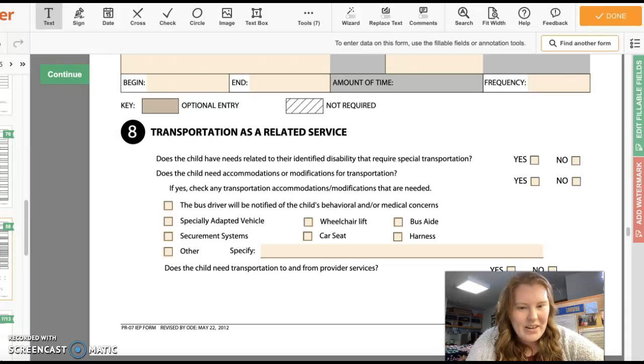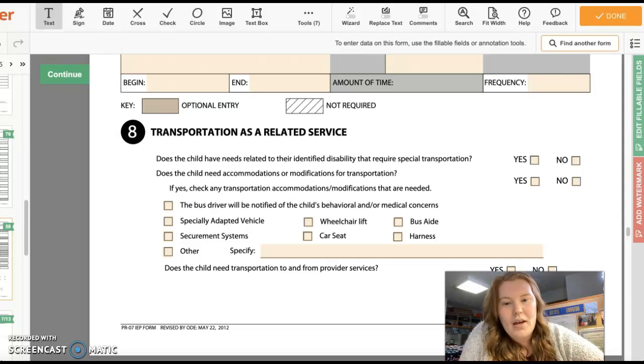All right, so the next section that I want to cover is section 8 of the IEP document, and that is the transportation as a related service section. So for this section, the first question that you'll answer is, does the child have needs related to their identified disability that require special transportation?